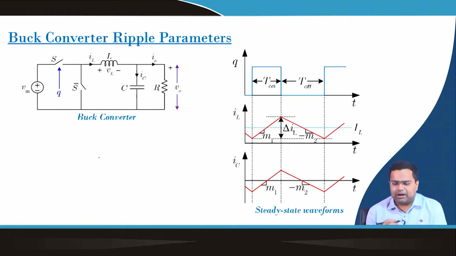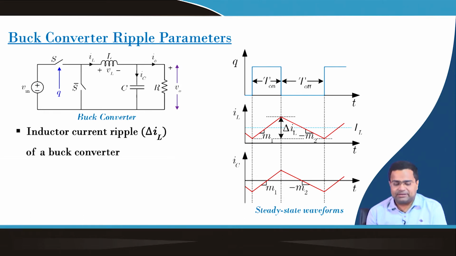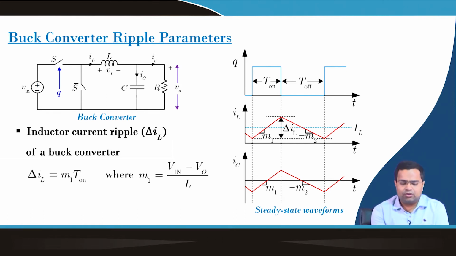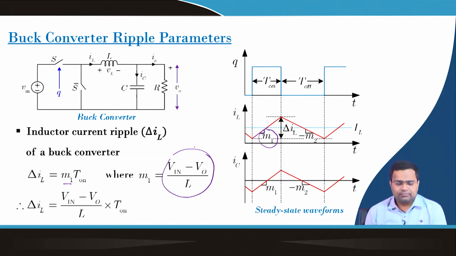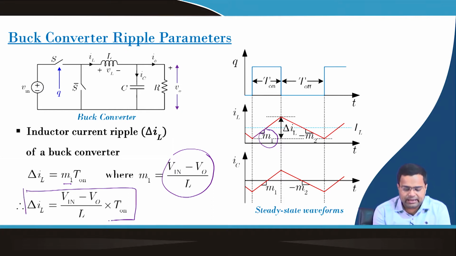Now, if we take the buck converter with ripple parameter, the inductor current ripple can be derived. If we take M1 to be the rising slope of the inductor current, this is the rising slope of the inductor current. So, I am talking about this quantity. This is nothing but (V in minus V0) by L for a buck converter, and from there we can find out the relationship of the ripple inductor current.